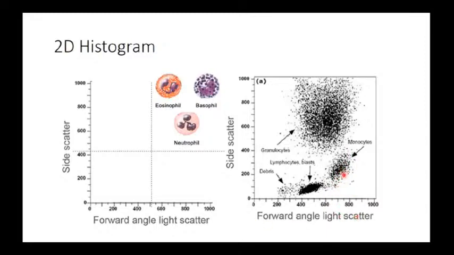Here we have bigger cells, because they give more or less high signal on the forward scatter, but they give low signal on the side scatter. So they are big, but they are not complex. They are simple cells, and these are monocytes, because monocytes are big cells, but they are not complex.